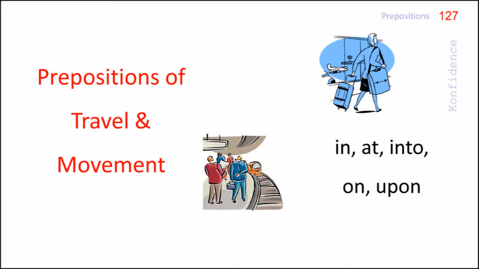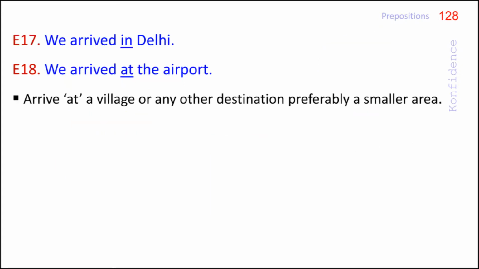While examining the nature of prepositions, we have understood that prepositions have different functions. One such function is to indicate travel and movement. The prepositions mentioned here have this function. The first two examples express arrival. Well, we arrive at a village or any other destination, preferably a smaller area. But we arrive in a town, city, or a country.